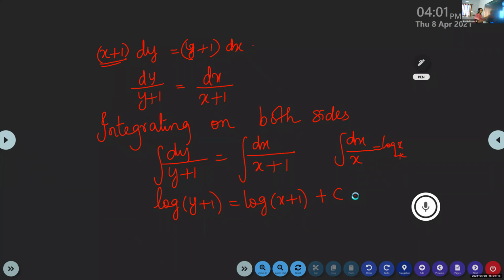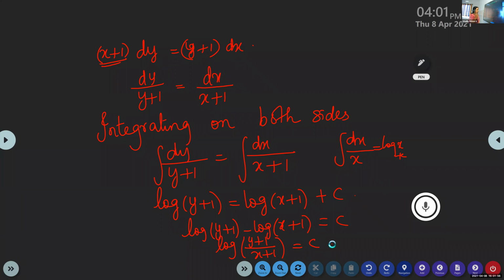If we want, children, we can simplify this further. We can take it like this: log of y plus 1 minus log of x plus 1 is equal to c. Now what is log a minus log b? It is log a by b. So log of y plus 1 by x plus 1 is equal to c.